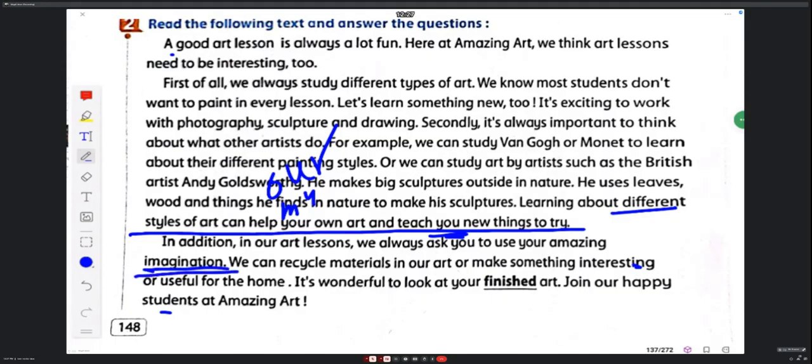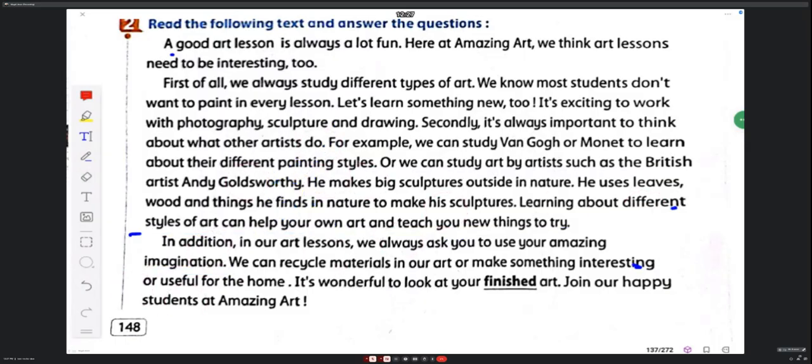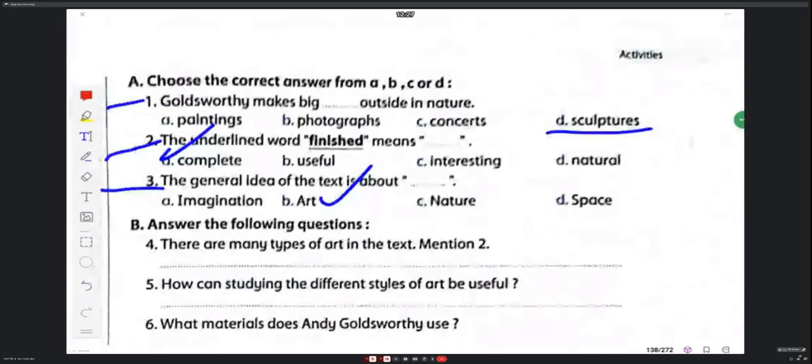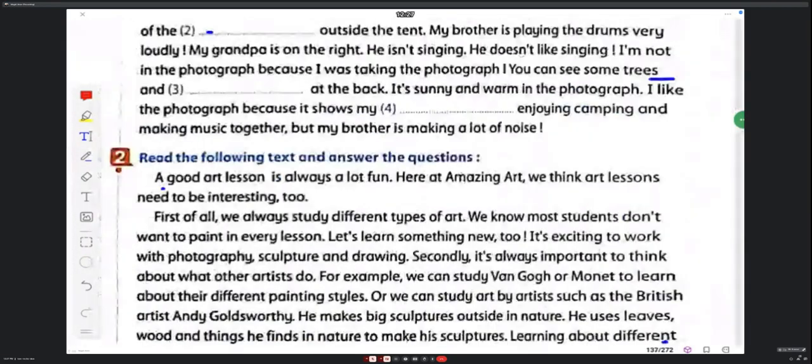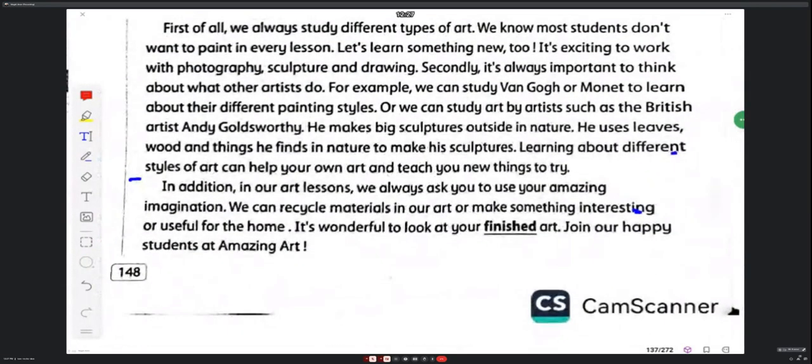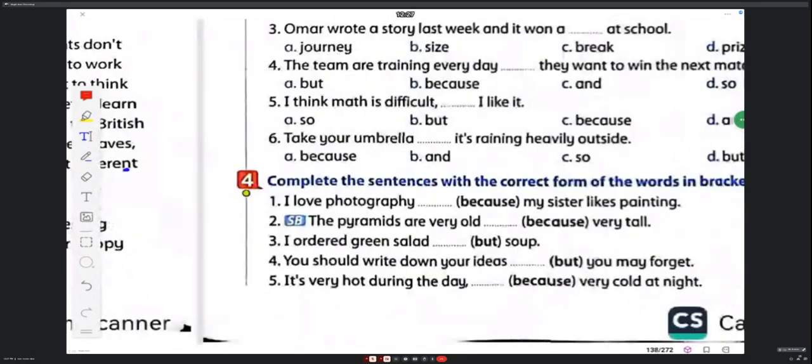Imagination. It's for us to use our imagination. What material does the grocery use? He uses leaves, wood, and things to make a... Bravo, bravo, bravo.